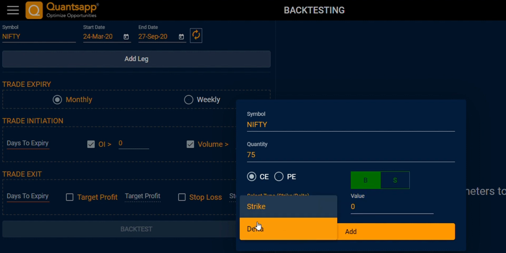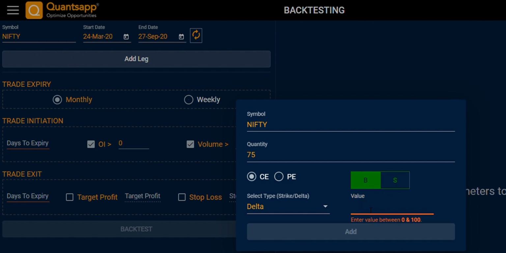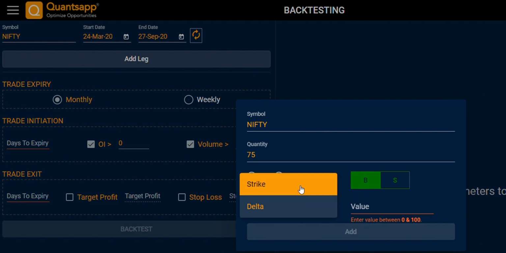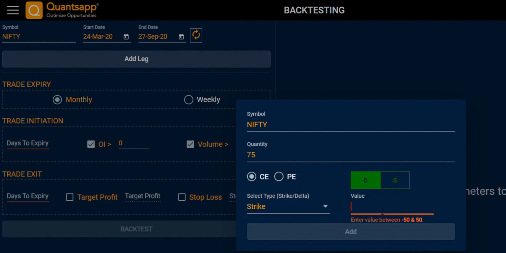Then we also have the option of delta. Delta here, if we are selecting 50, it means we are taking at the money option, and if we are taking anything above 50 till 100, it means we are taking in the money option. Whereas if we are taking anything below 50, it means we are taking out of the money option. So let's select strike as of now. We will select 0 and enter.